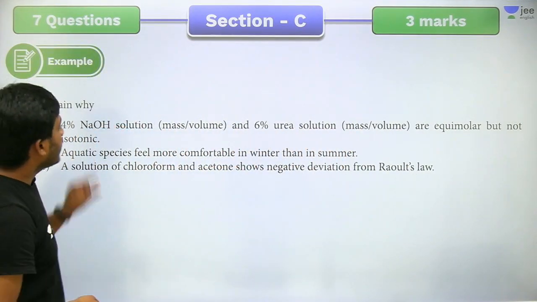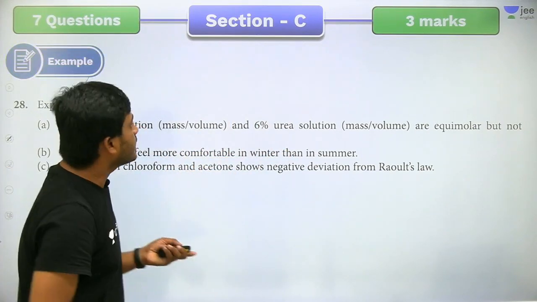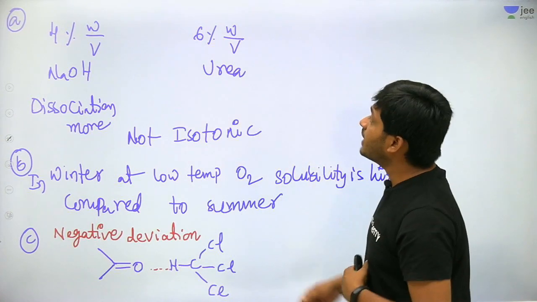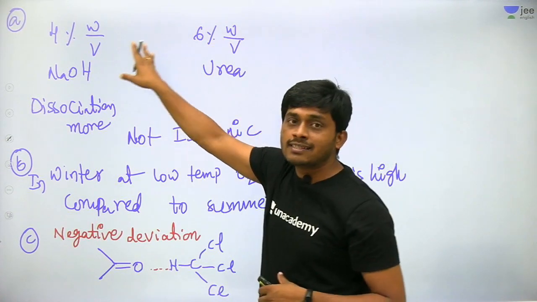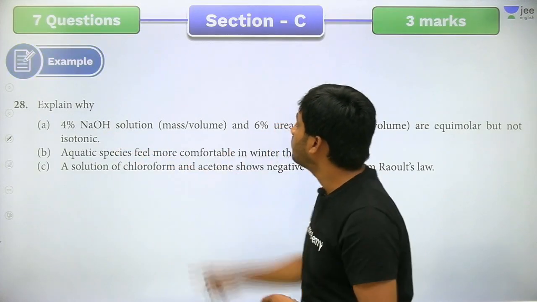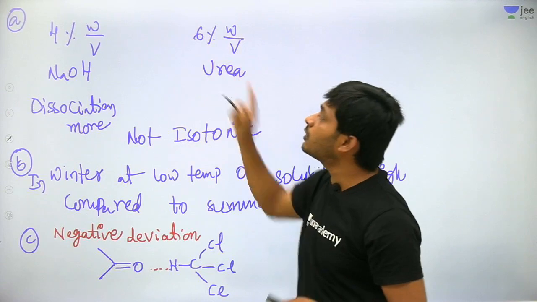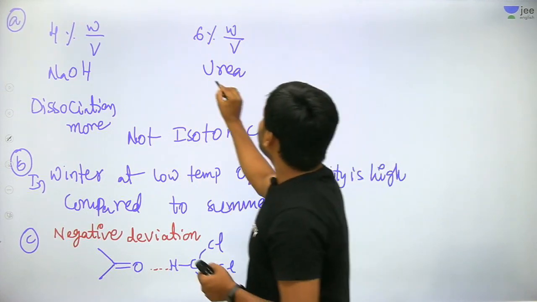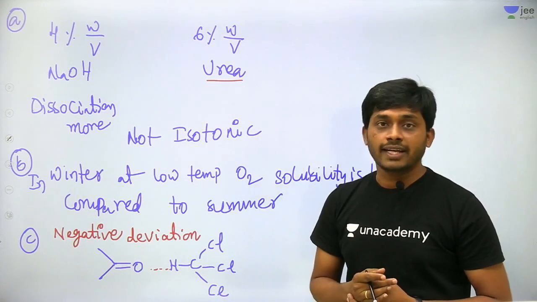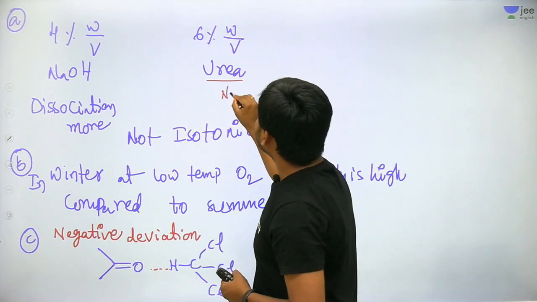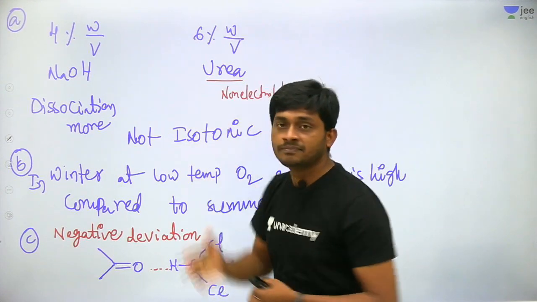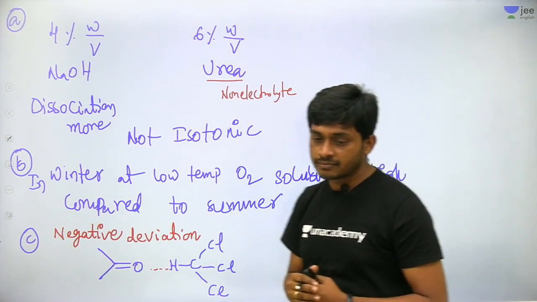You see here, NaOH and urea solution. What is the difference? Volume strength is the same. W by V values here are 4%, mass by volume. Both are 4%. But urea is not an electrolyte. Correct? You can write it is a non-electrolyte. It cannot undergo dissociation. There is no dissociation for this.